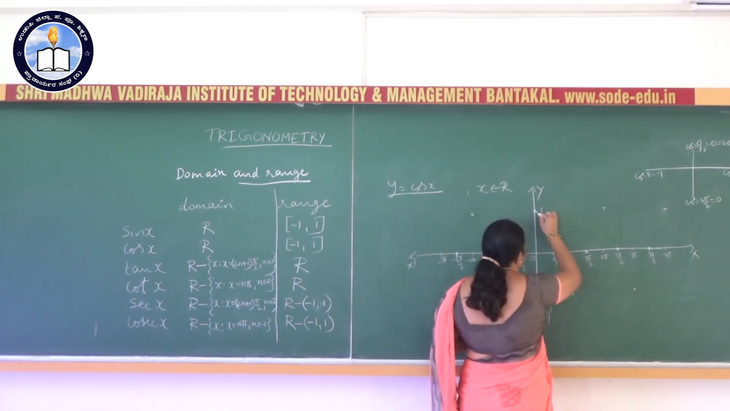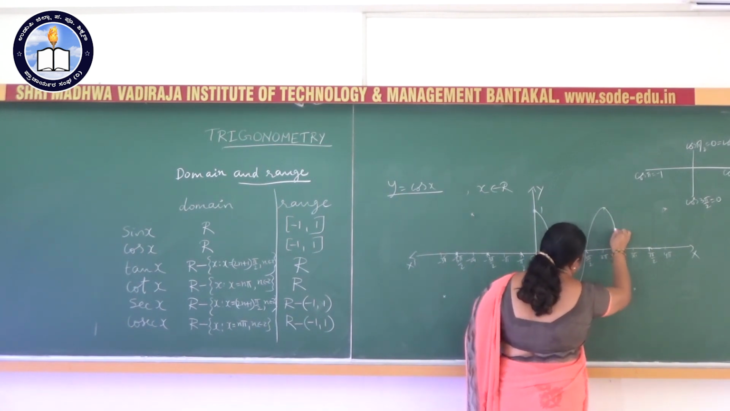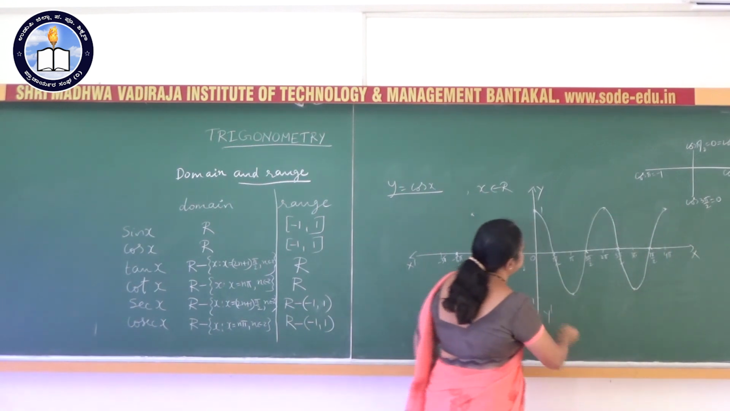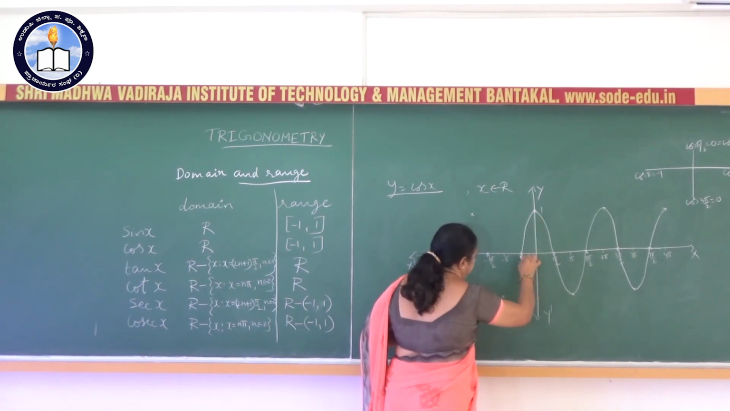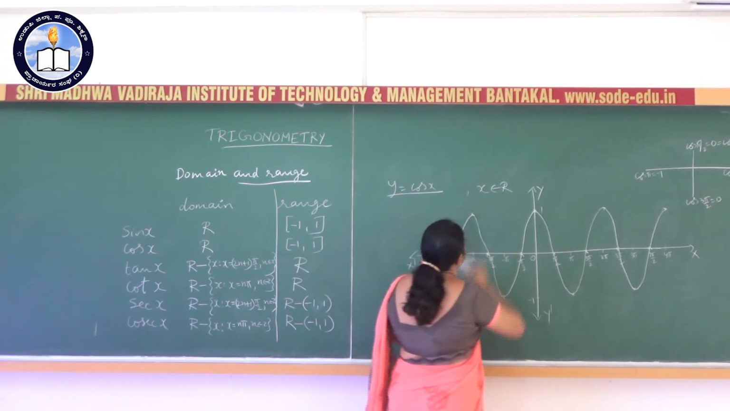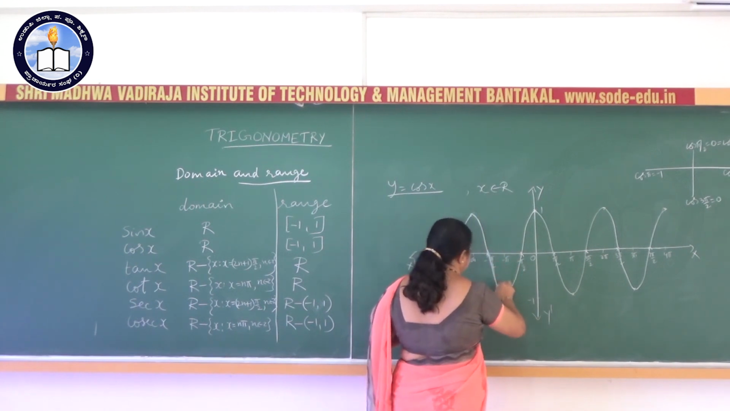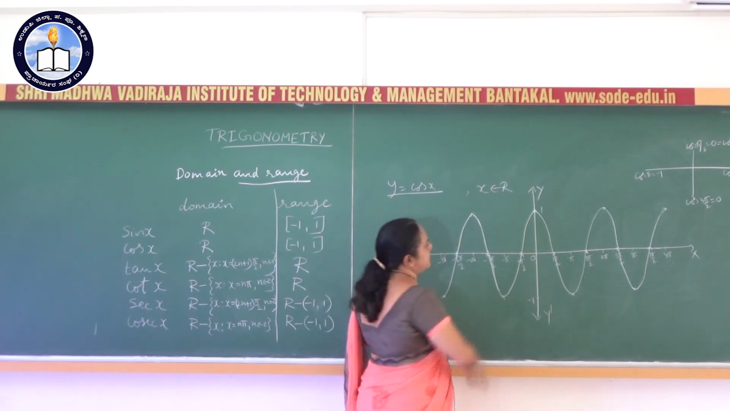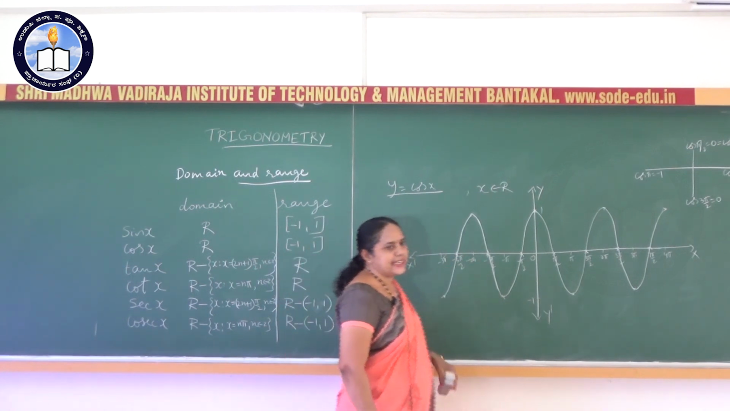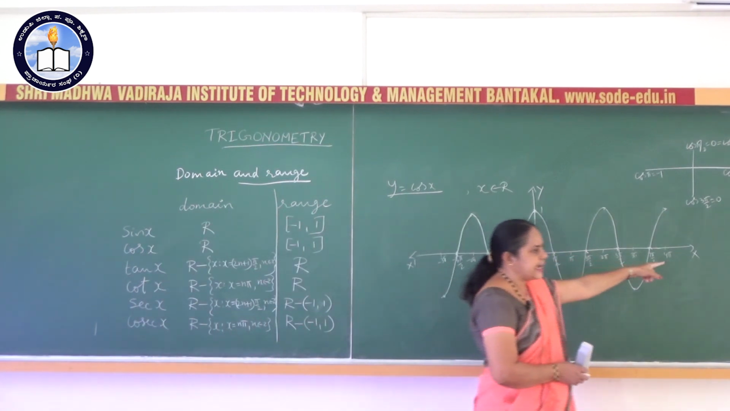Let us join all the points. Draw a smooth curve. This is the graph of cos x. This is the graph of y equals cos x. From the graph, it is clear that cos x is defined for any real number x.